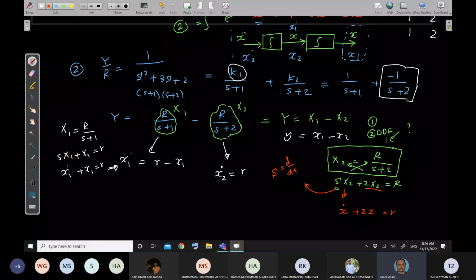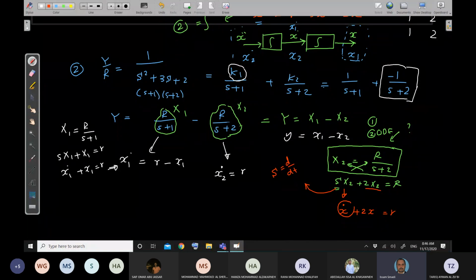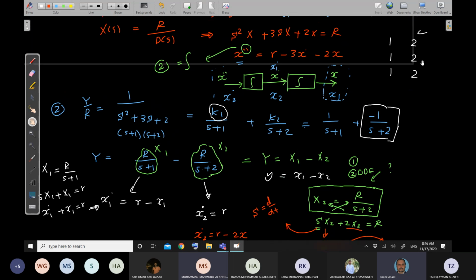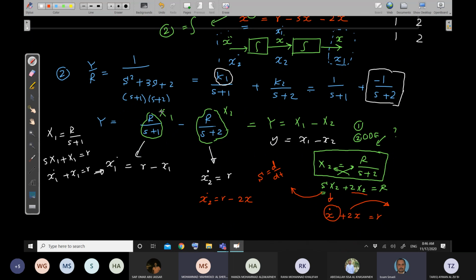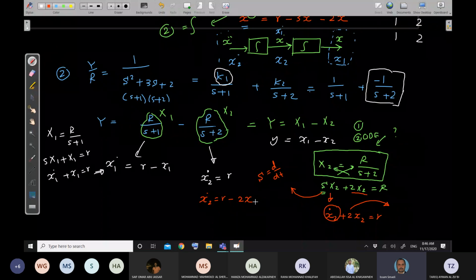Now, if I need to write the ordinary differential equation, I will rearrange this with the state variable on one side, and all the other terms should be moved to the other side. So x2 dot equals r minus 2x. Thank you, Mahmoud. And which x is this? Ah, do you see? I forgot the 2. x2, yeah, thank you. I was searching for that, which x. So this will be x2, yeah? x2, x2, and x2.